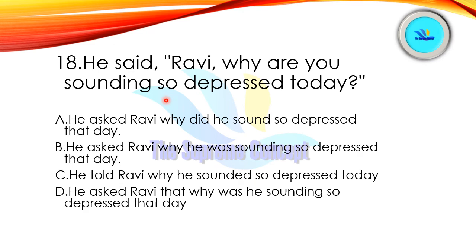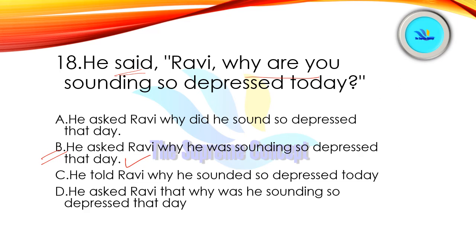This question is based on direct and indirect speech. The question is, he said, Ravi, why are you sounding so depressed today? Just find out your correct answer here. Option B is correct here. He asked Ravi why he was sounding so depressed that day. Here the reporting verb is in past, so we can change the tense of reported speech. The given sentence in direct speech is in present progressive, and present progressive is converted into past progressive.